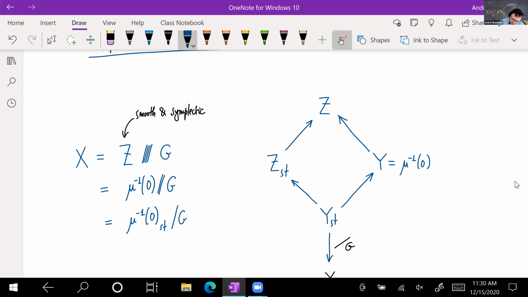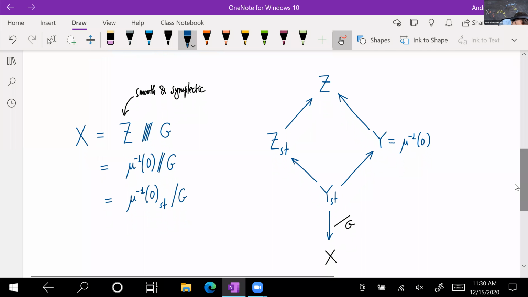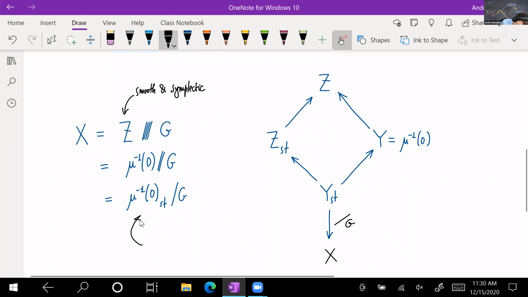And we also assume, in our case, that this action on the stable locus has stable equals semi-stable, and in fact no finite stabilizers. So this is an interesting top project to consider, whether I can let go of either of these, but that's what happens for Nakajima varieties. So let's just go with that assumption.